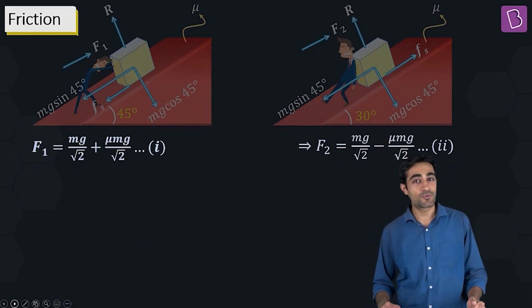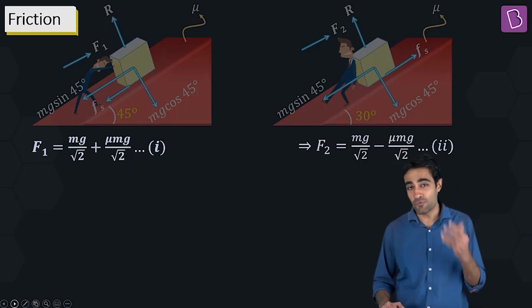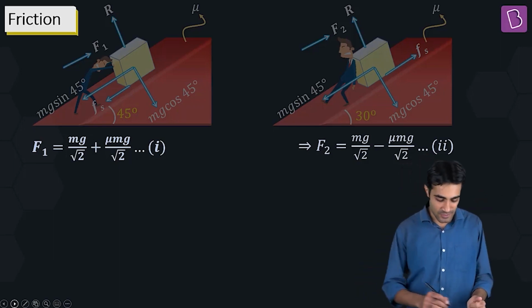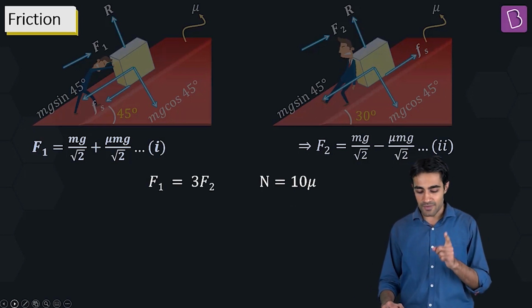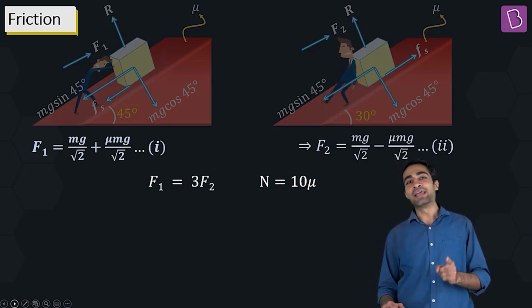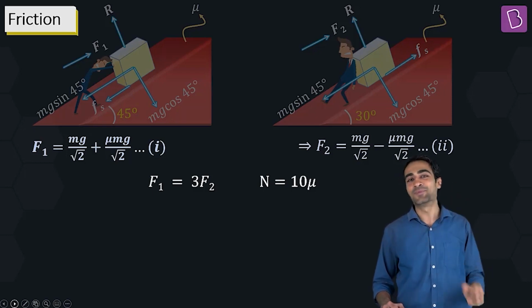And in the question, it was given that F1 is equals to 3 times of F2. And what was asked? The value of some number n was asked. So let's see what was given. F1 is equals to 3 times of F2. And the value of this number n has to be determined. And to determine n, we have to get the value of mu first. Now let's see what is this mu.